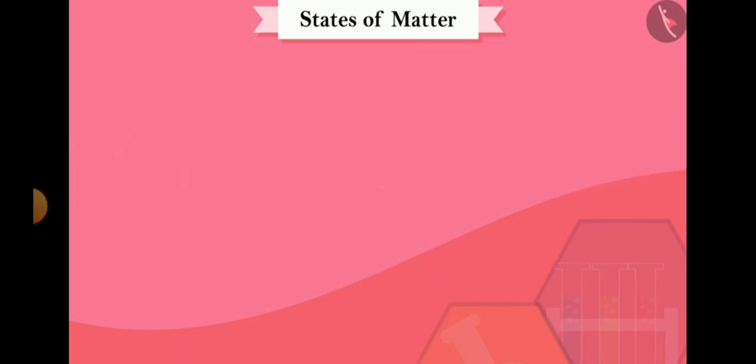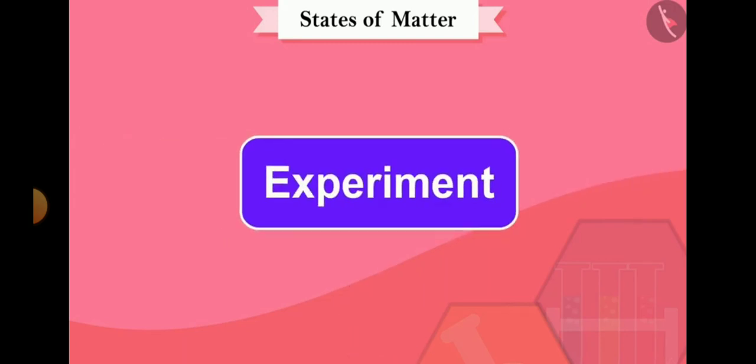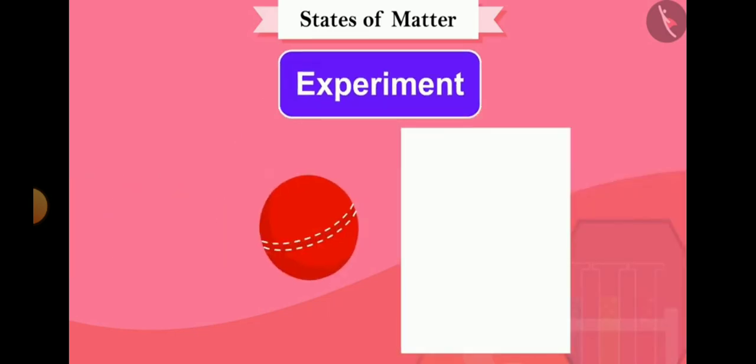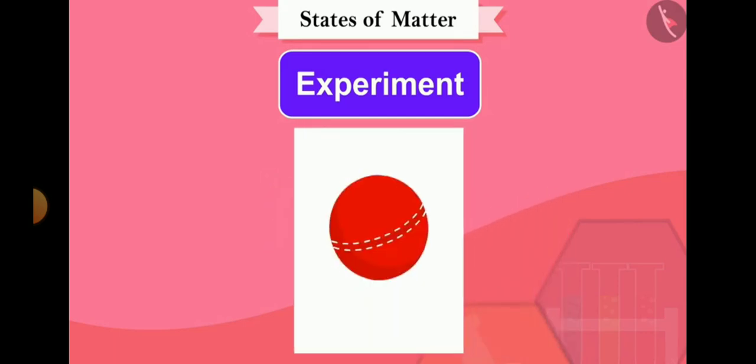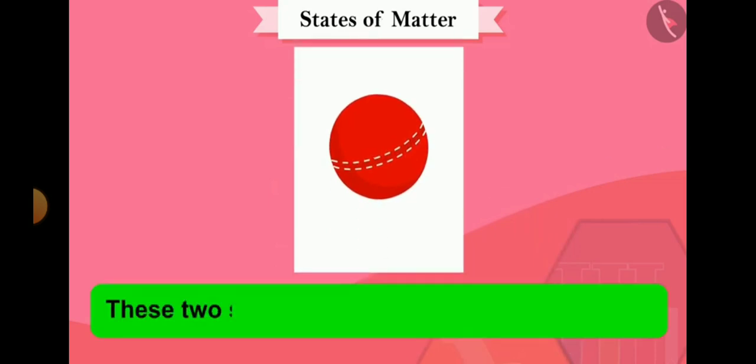Can you tell whether solids diffuse among themselves? Let's find this out through a fun experiment. For this experiment, we will need a paper and a ball. Now, try to mix this ball with the paper. What do you see? These two solids cannot diffuse into each other.